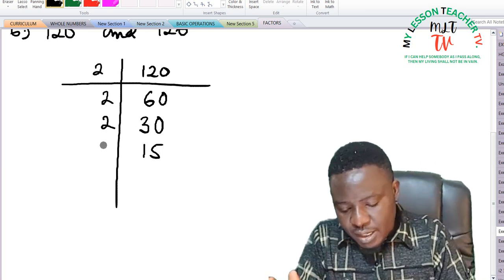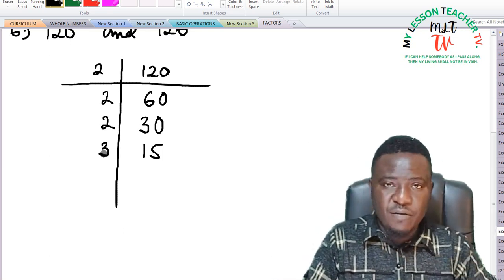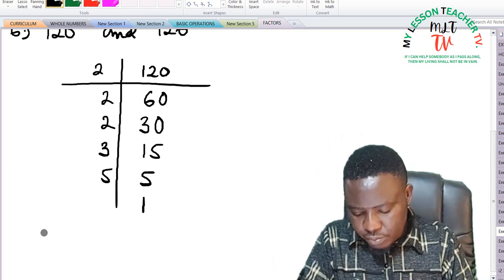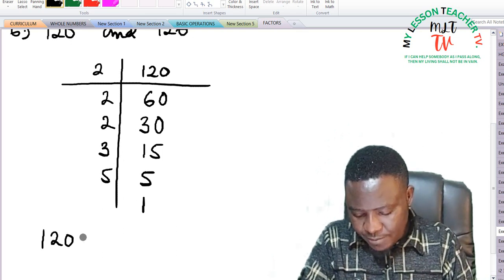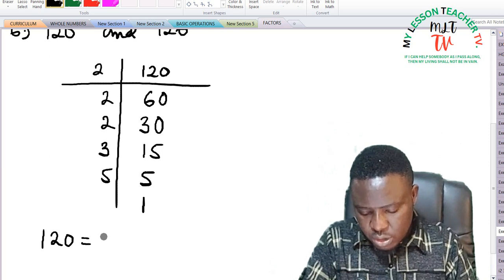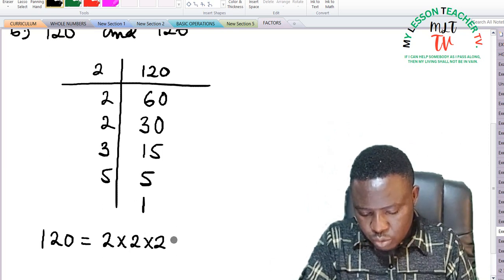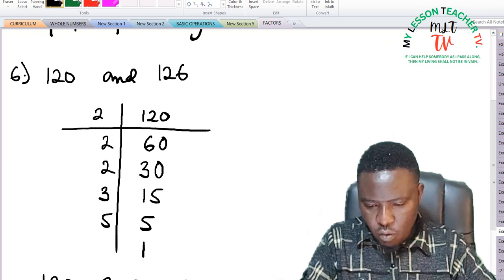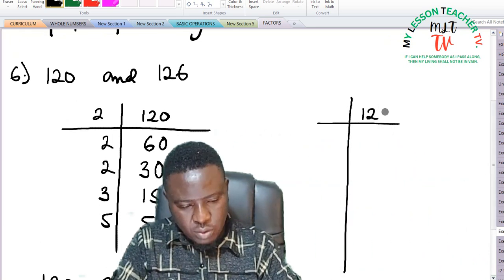So 3 can divide 15 5 times, and 5 being a prime number, 5 can divide itself 1. Therefore 120 expressed as a product of its prime factors is equal to 2 times 2 times 2 times 3 times 5. We then do the same for 126.